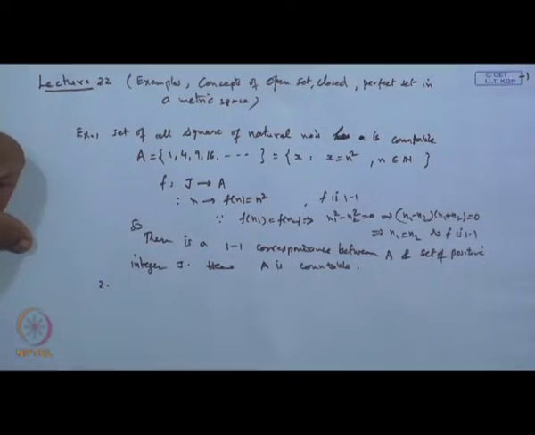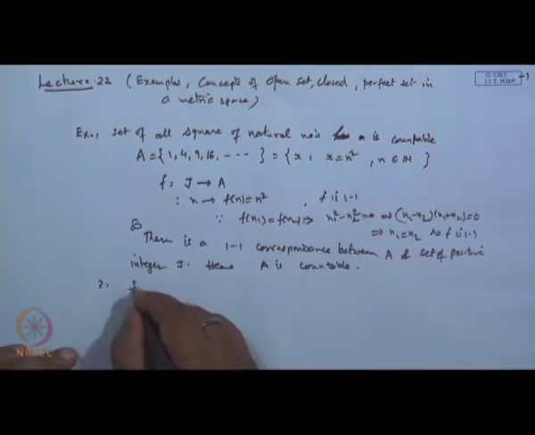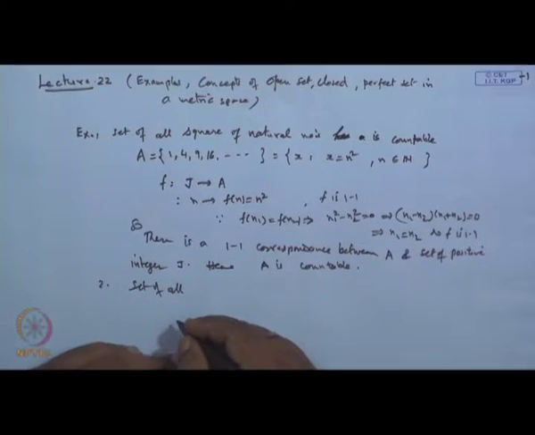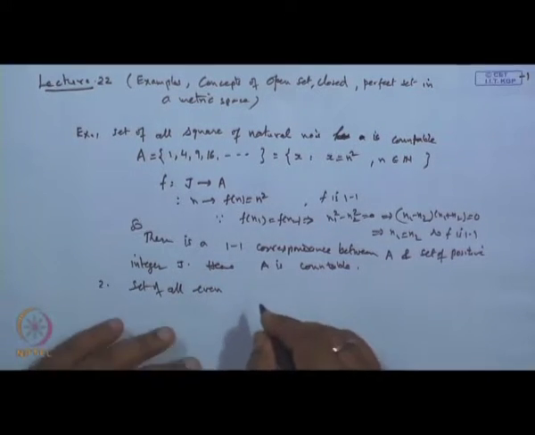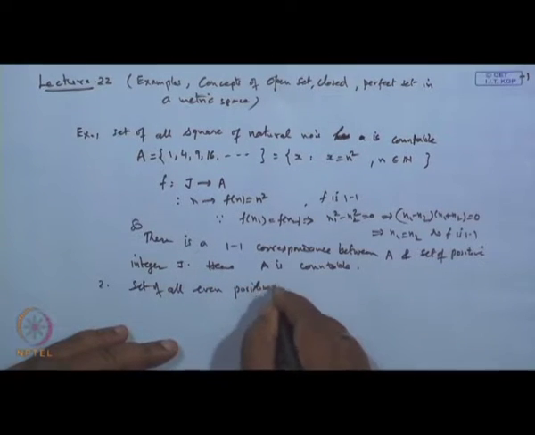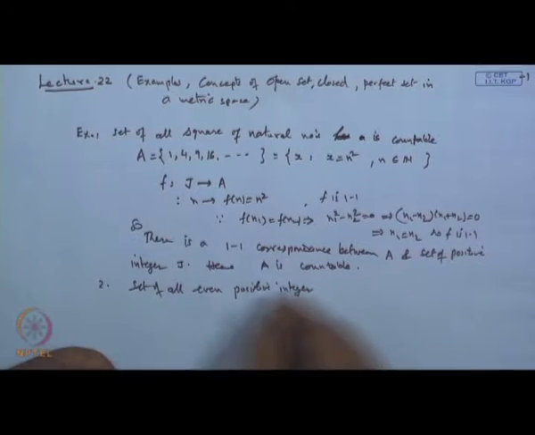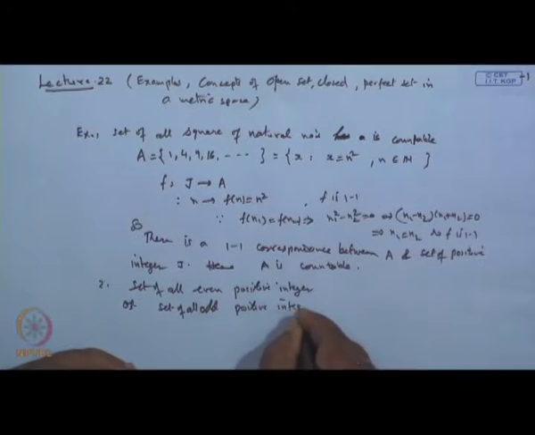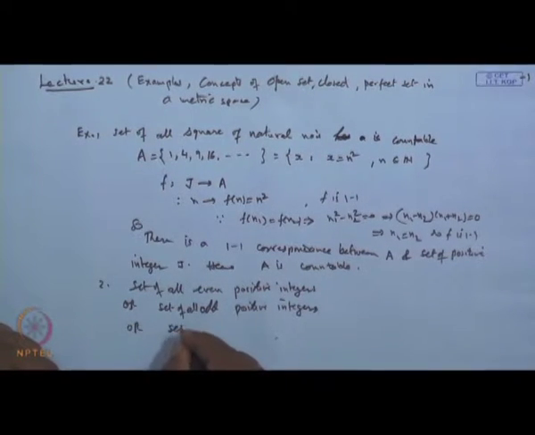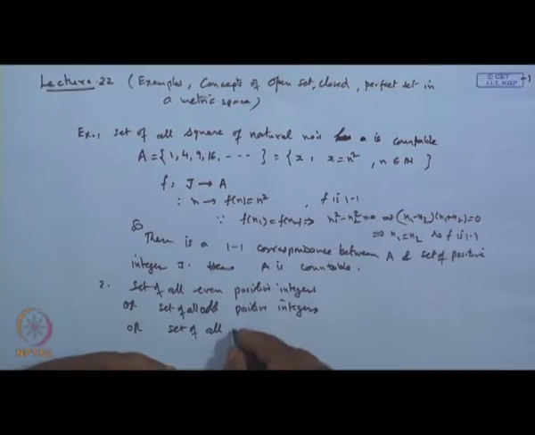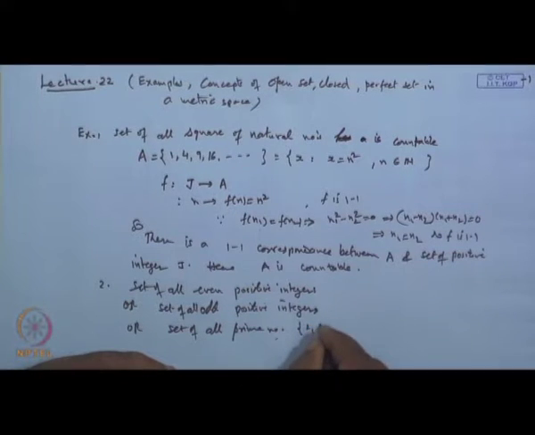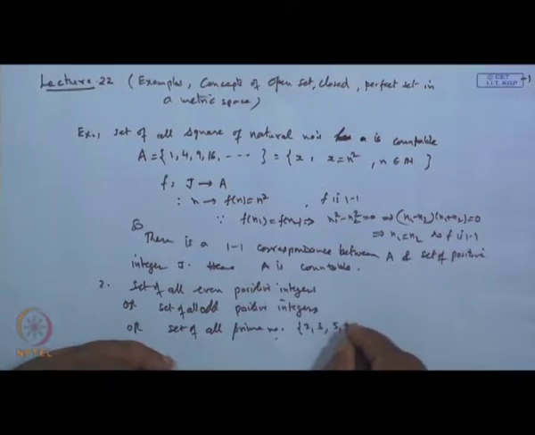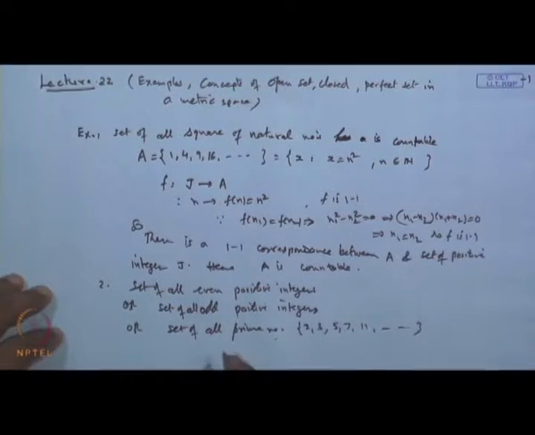Similarly, the other sets are also like the set of all even positive integers, or the set of all odd positive integers, or maybe the set of all prime numbers, that is 2, 3, 5, 7, 11 and so on. These are all countable sets.